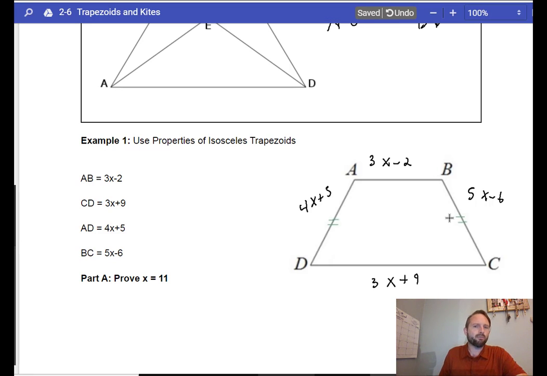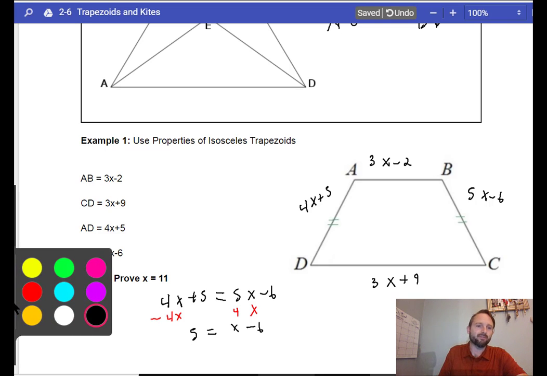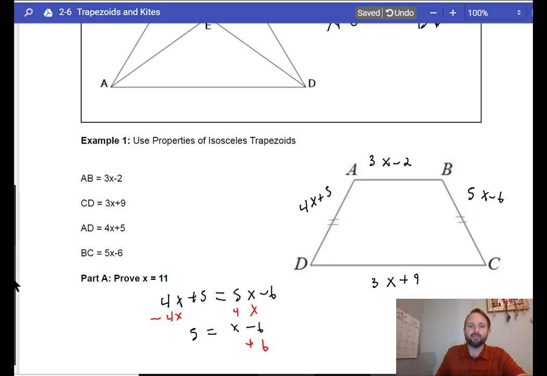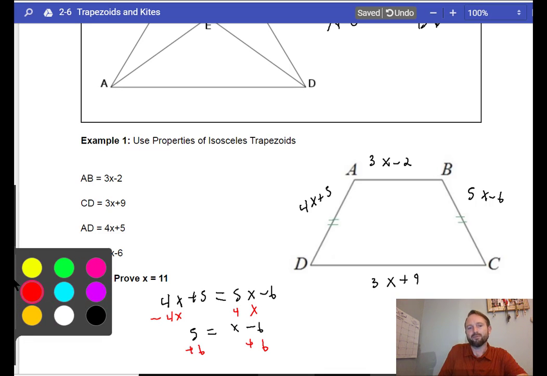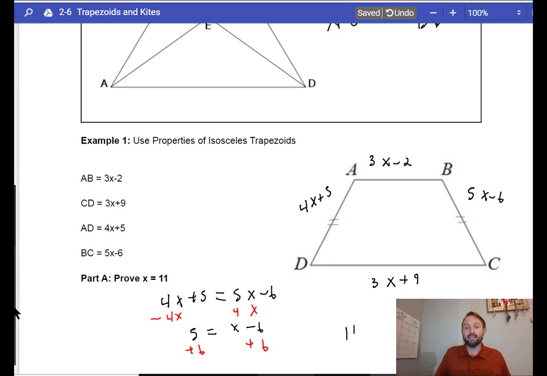Okay. Well, I know that the legs are going to be equal to each other. So 4x plus 5 has to equal 5x minus 6. So I'm going to use the subtraction property of equality to isolate x by subtracting 4x on both sides. I get 5 is equal to x minus 6. Okay, what minus 6 equals 5? Now, I'd probably be like, it's 11, but I should probably use the addition property of equality and add 6 to both sides to get 11 is equal to x. Done. That's it. Let's go on.